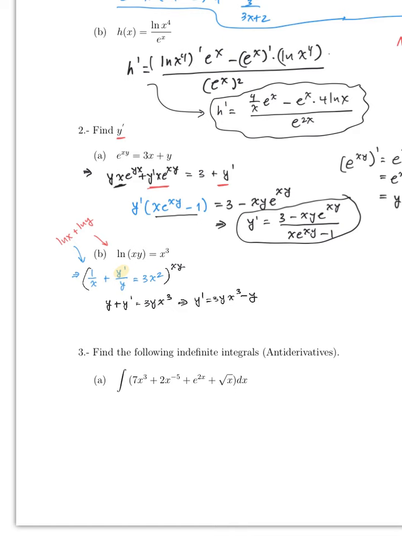Actually, I forgot there is the x that goes in here. So you have the x here, so you have to divide the whole thing by x. So then the answer will be y prime is equal to 3y x cubed minus y divided by x. Okay.